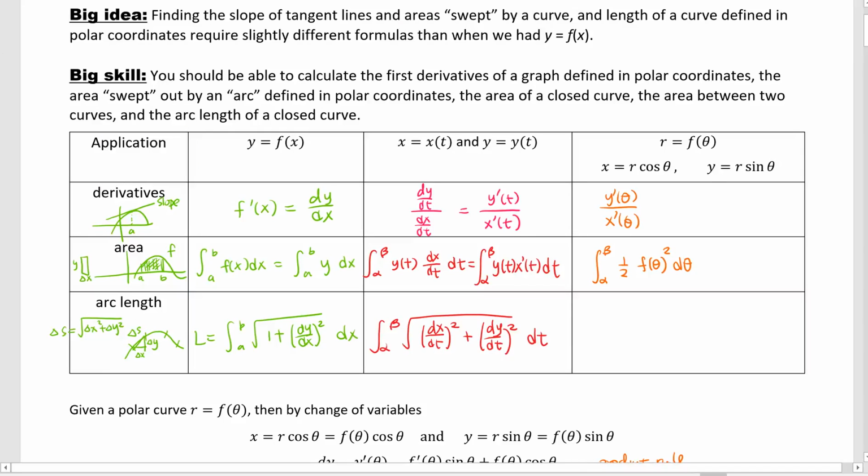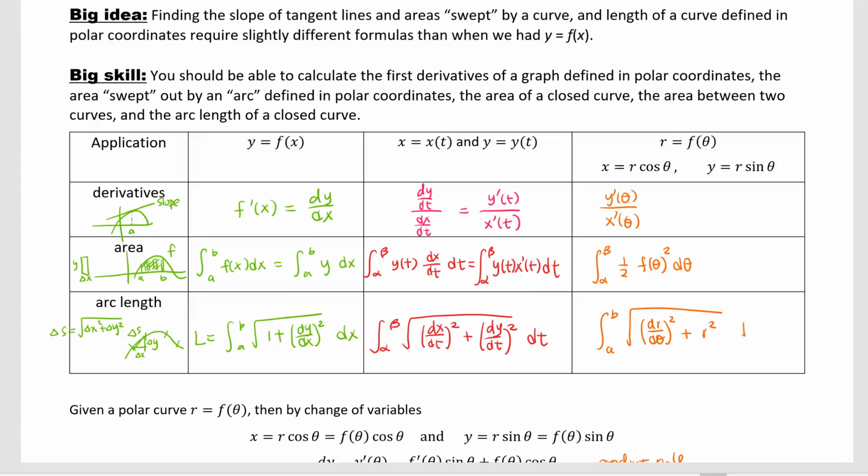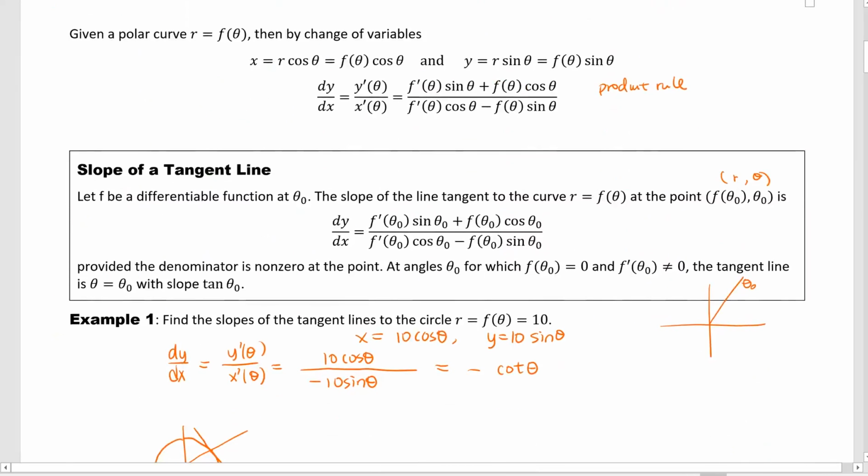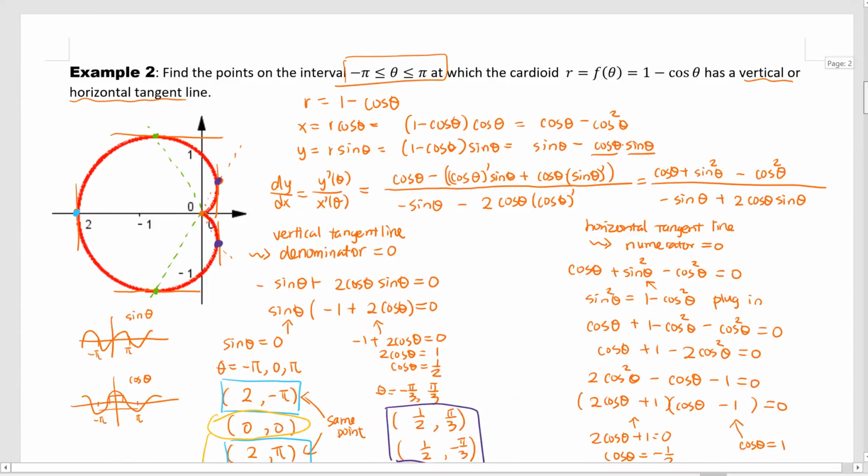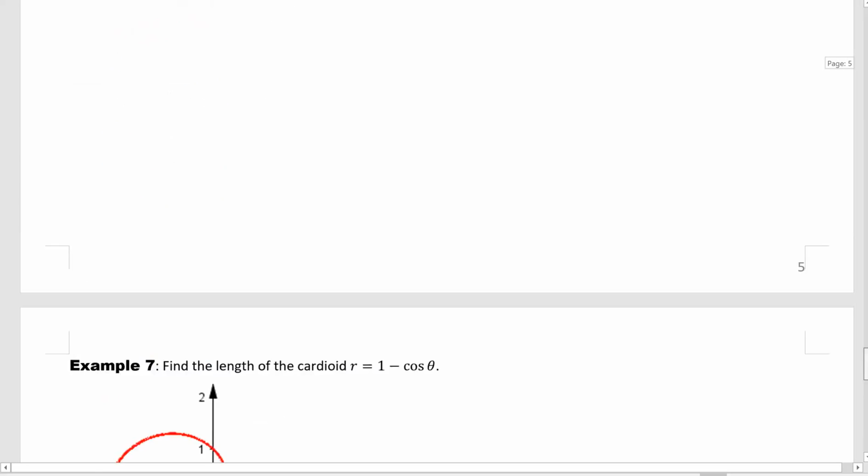Okay, so let's say if my theta goes from a to b, then this is the square root of (dr/d theta) squared plus r squared d theta. So far, so good, everybody? All right, let's see how we can solve examples about arc length.